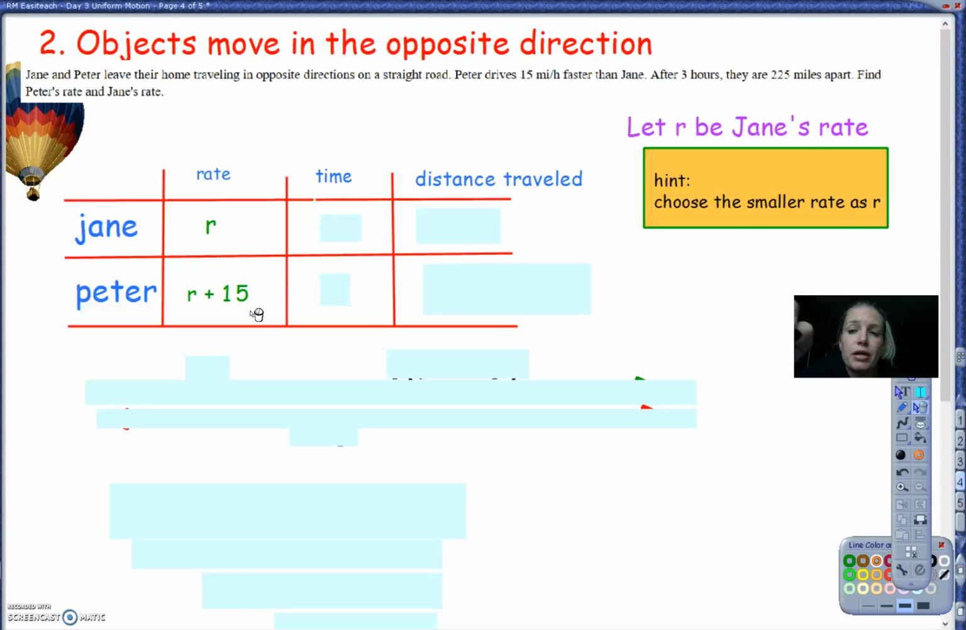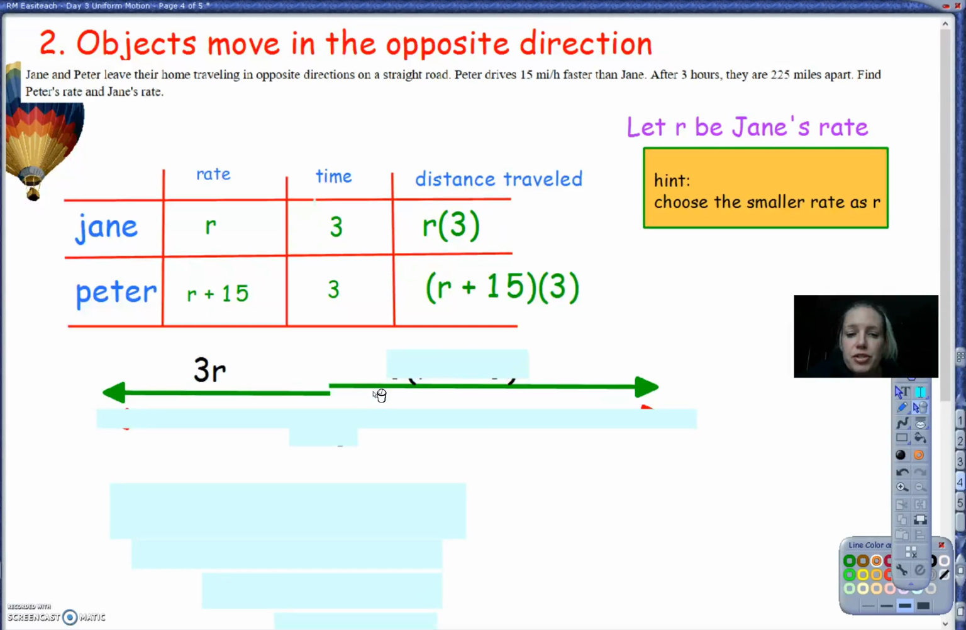Jane's time, well, it says after 3 hours, and we're talking about both of them. They're both 3 hours. Distance traveled, well, distance equals rate times time. D equals R times T. So 3 times R and 3 times R plus 15. Okay, so now we're going to put all this together.